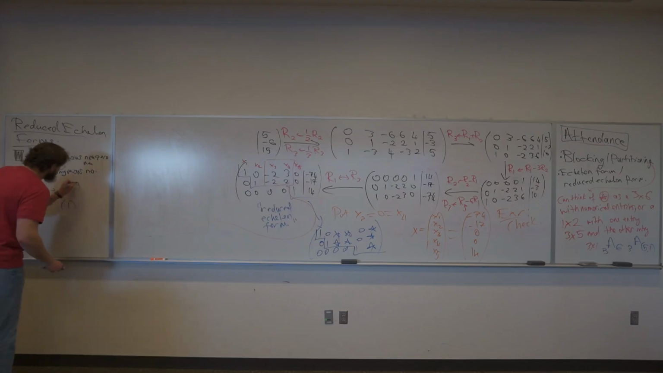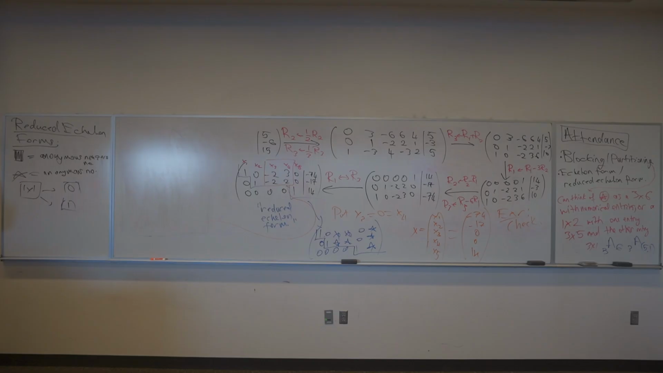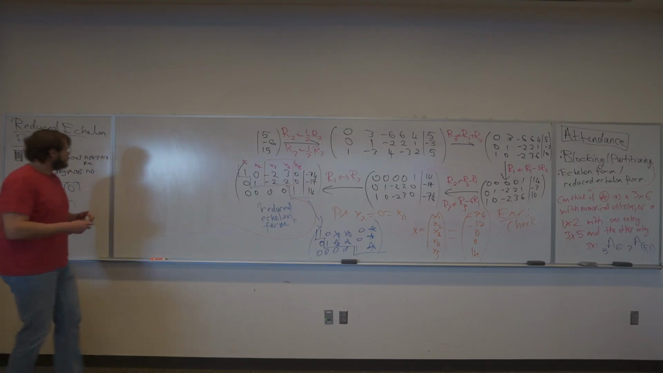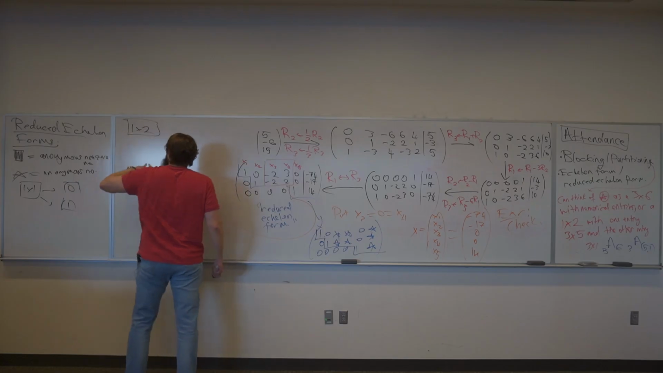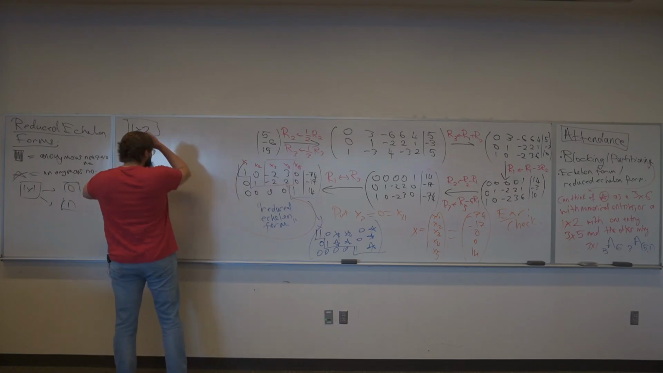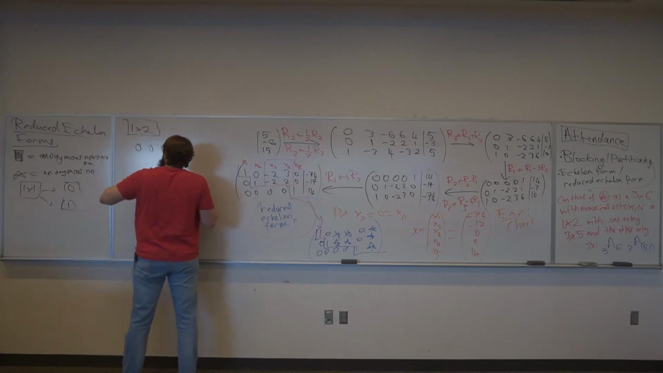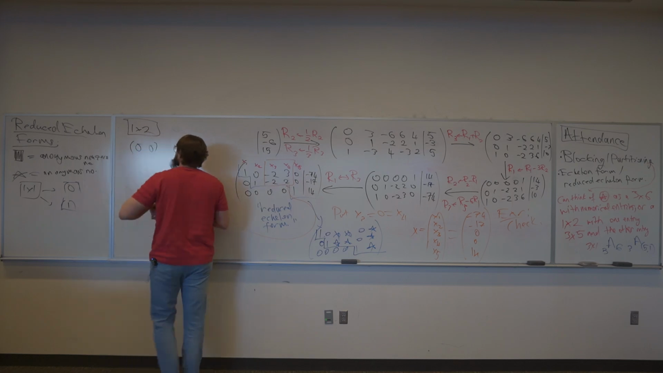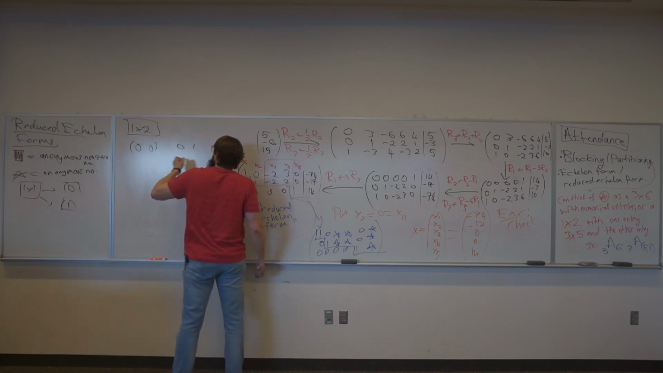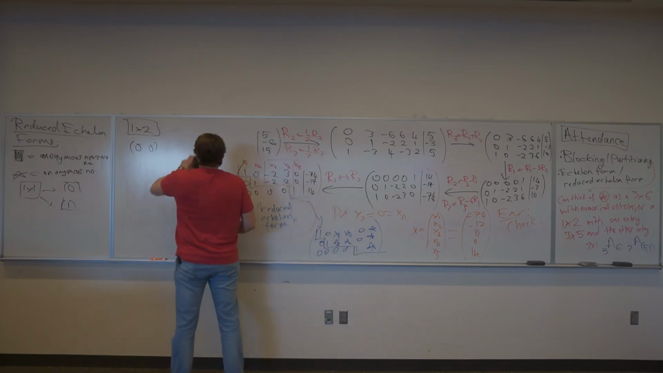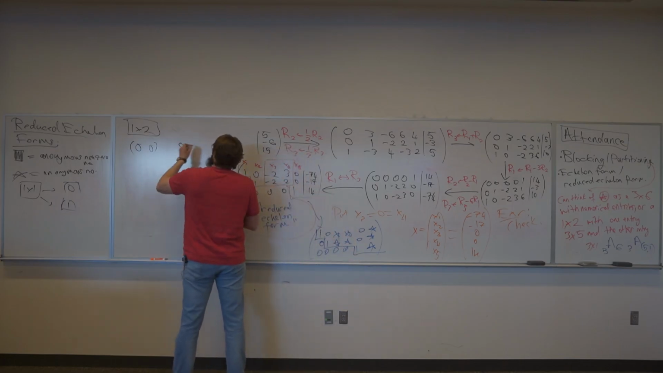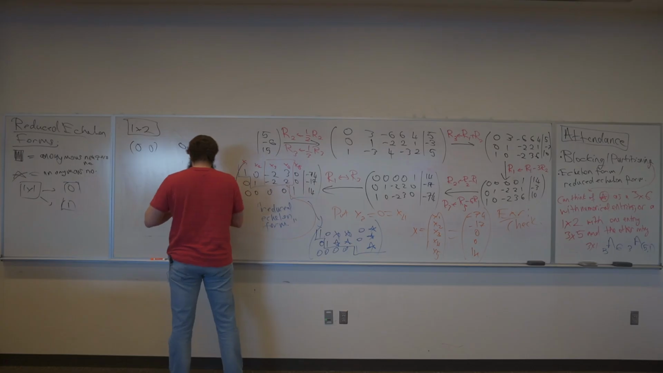Here's the staircase, and here's the staircase. Okay, 1 by 2. 1 row, 2 columns. Again, it could be like this, or it could be like so, or it could be like so.